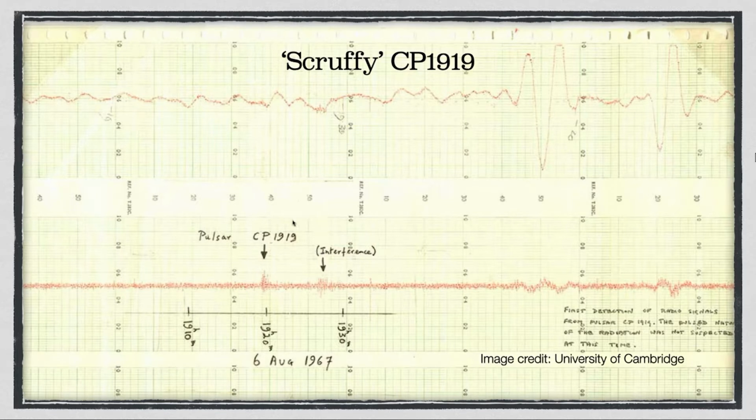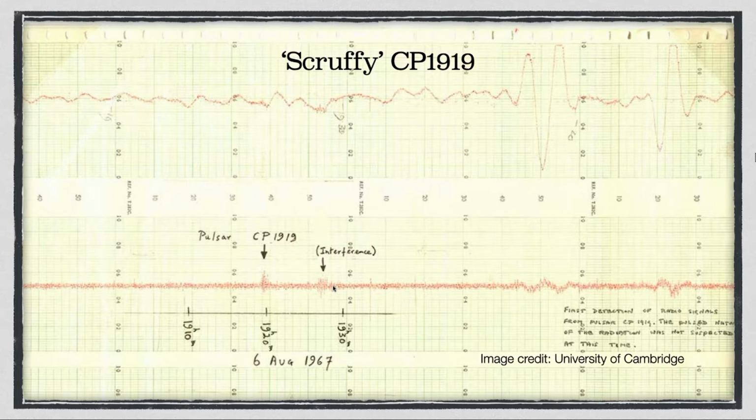And so what you can see is that the interference has a clear negative and positive component. Maybe it's not so clear on your screen at the moment, but this red signal goes up and down, and that's what we expect from noise with some statistical characteristics, that it will have negative and positive amplitudes. But the signal here, marked as CP1919, only has positive structure. And she started seeing this signal on a more regular basis.